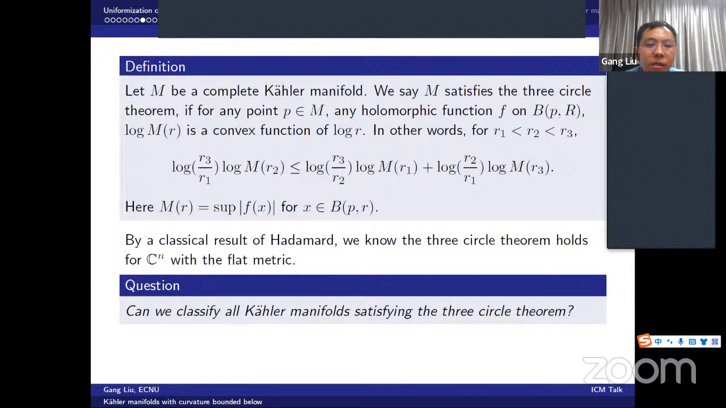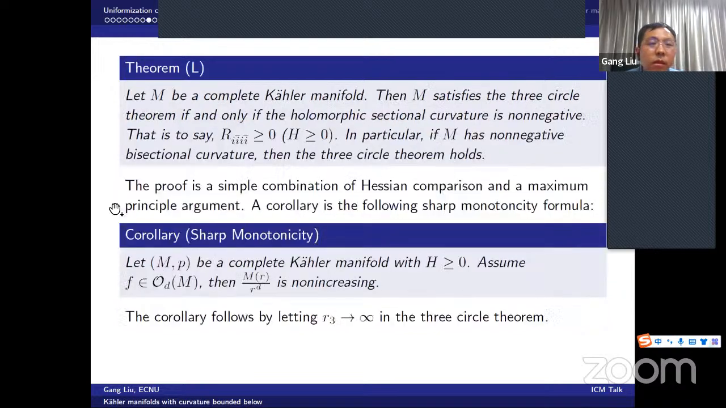The question is, can we classify all Kähler manifolds satisfying the three-circle theorem? The result says that it satisfies the three-circle theorem if and only if the holomorphic sectional curvature is non-negative. So in other words, we only require such curvature to be non-negative. In particular, if M has non-negative bisectional curvature, then the three-circle theorem holds. The proof is a simple combination of the Hessian comparison and a maximum principle argument.